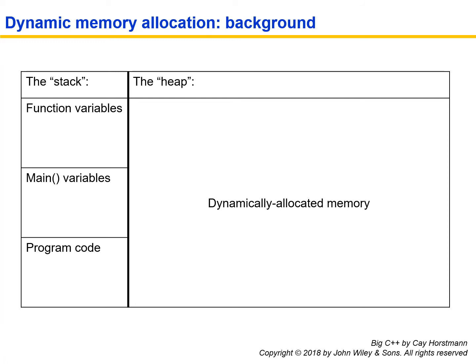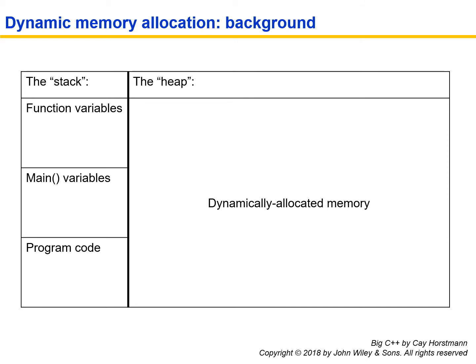A program's memory is separated into two pieces, the stack and the heap. The stack contains your program code, then it contains all the variables that you allocate for main, and then it contains all the variables that you allocate for any other functions that you call. As you call more functions, they get put on the stack. That's why it's called a stack. They stack up on top of each other.